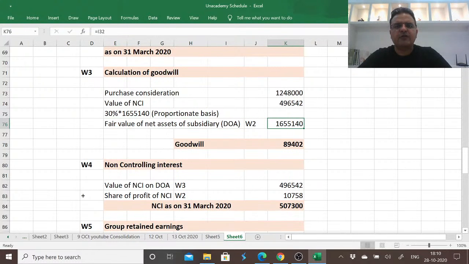A proportion of it belongs to NCI. That means 30% of this amount belongs to NCI. 496,542 belongs to NCI, 30% of 1,655,140. So the difference is goodwill. Goodwill means 124,800 plus value of NCI. So this is representing 70%. This is representing 30%. And the fair value of net assets of subsidiary is representing 100%.